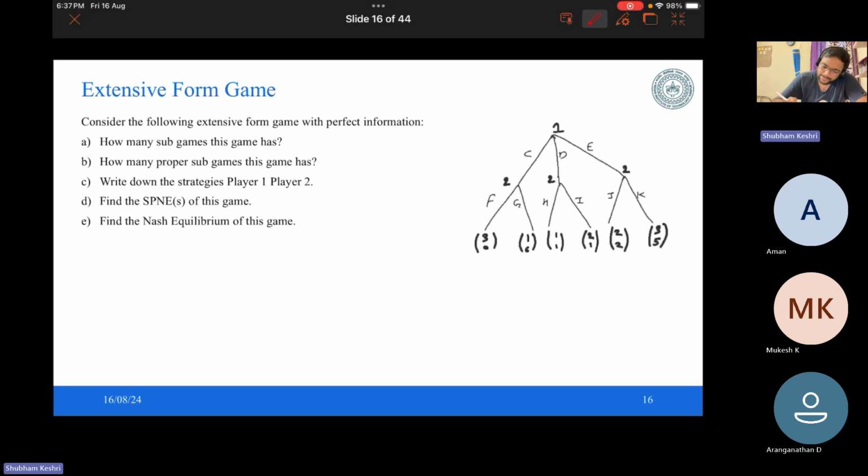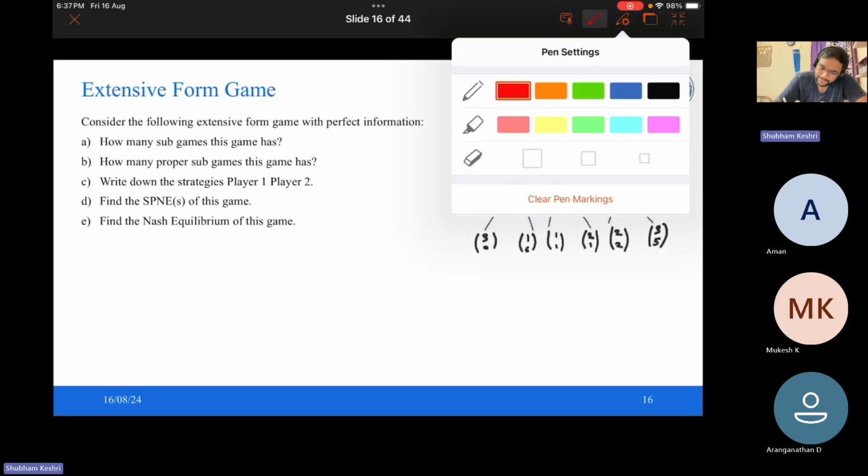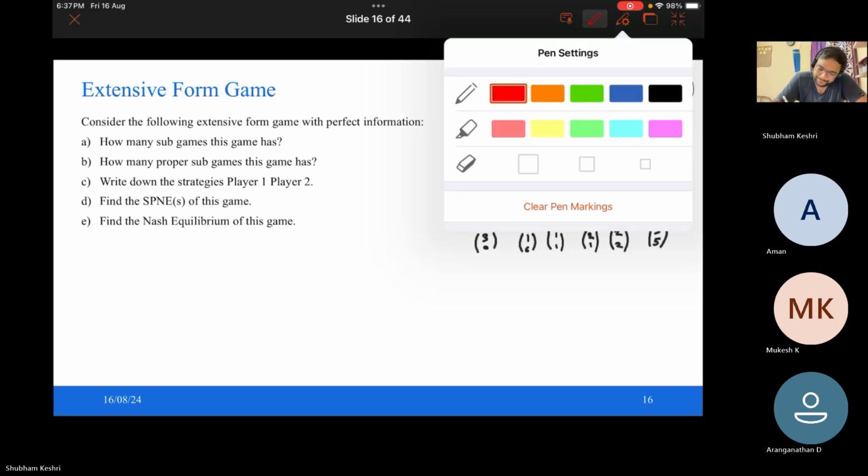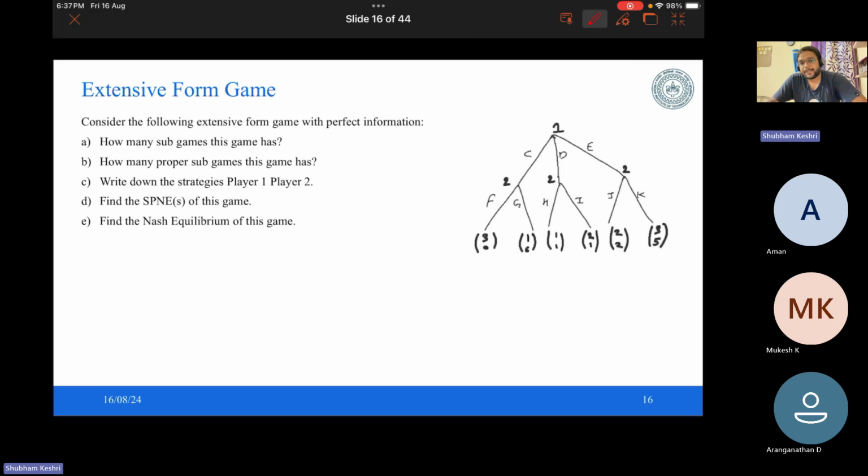Okay. So this is the next game. In this, we have the same question. How many subgames are there in this game? So you see, in this game, we don't have a dotted line. Therefore, this is not a simultaneous game. We are playing a sequential game. Player 1 is playing and he has 3 strategies, C, D, and E. Then player 2 has 3 decision nodes, and at each decision node, he has different strategies. F, G at the first node, H, I at the second node, and J, K at the third node. And the utilities are also written over here.